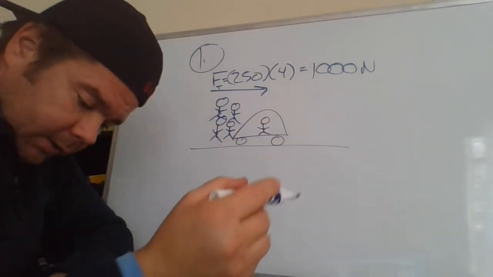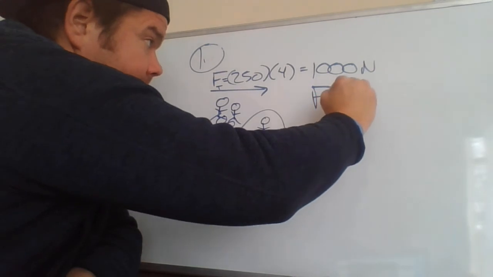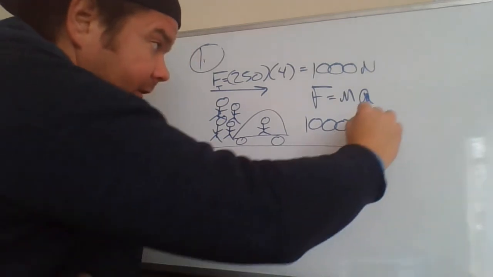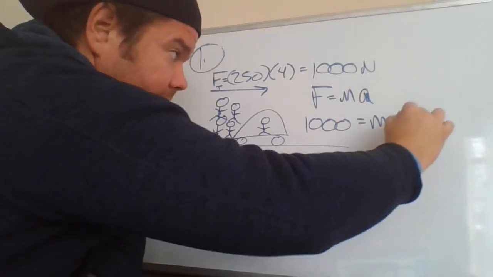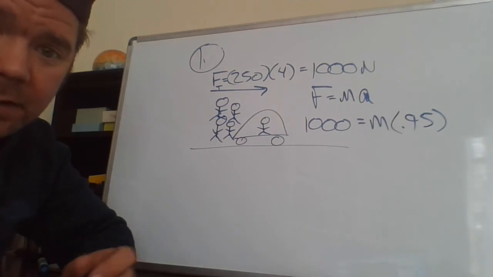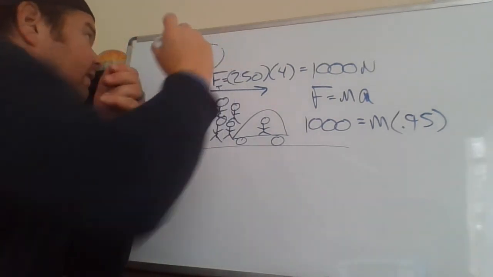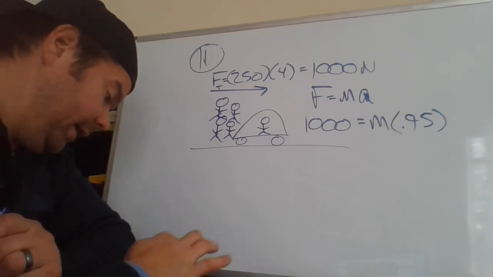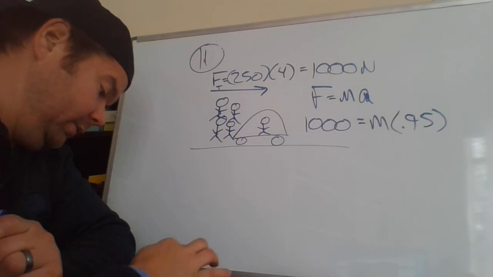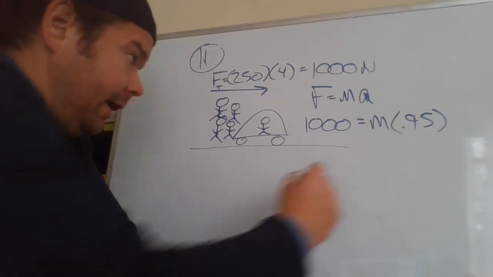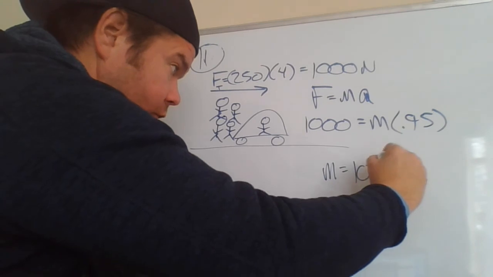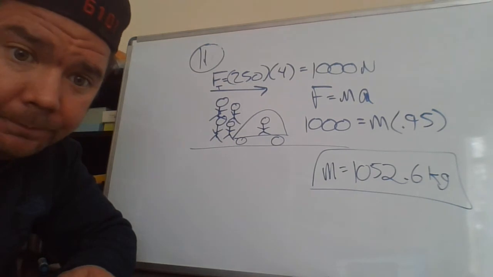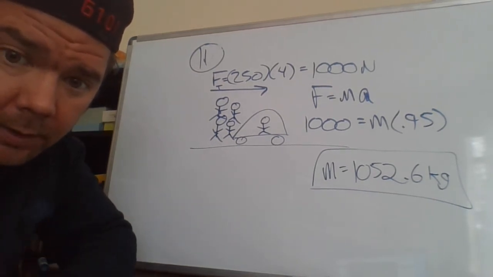Great. F equals ma. Force equals 1,000. The mass we don't know, but the acceleration is 0.95. So this is setting up exactly the same way as number 10 did. This is number 11. So I just have to divide 1,000 by 0.95, and I get 1,052.6 kilograms. All right. And I think that's it.